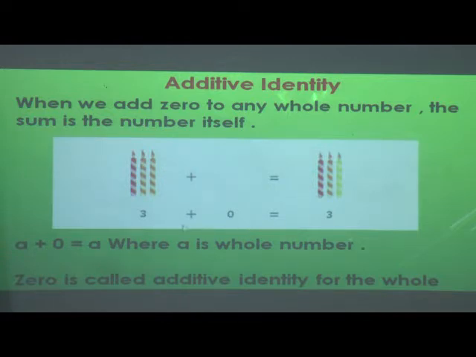To any whole number we add 0, we get the whole number. That is a plus 0 is equal to a. 0 is called additive identity for the whole numbers. So 0 is nothing but called as additive identity. Remember students?